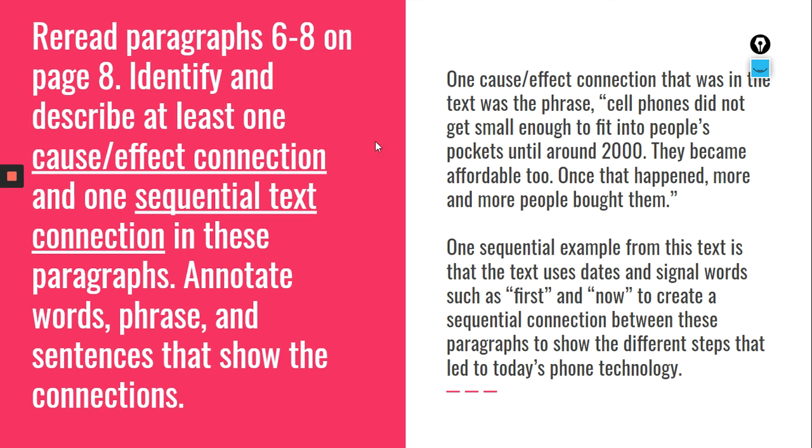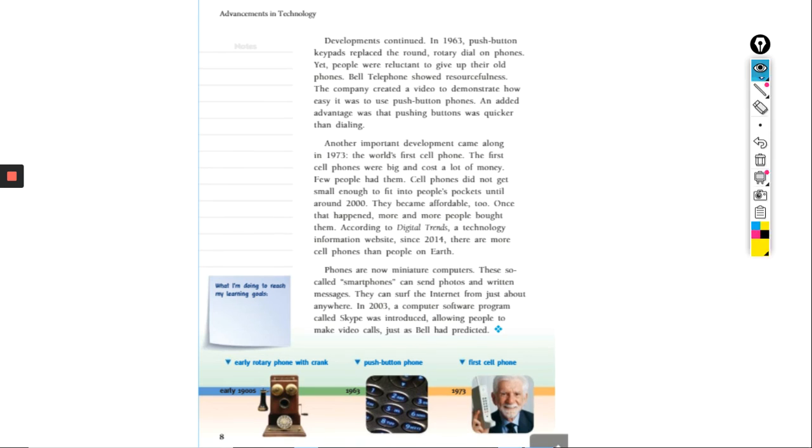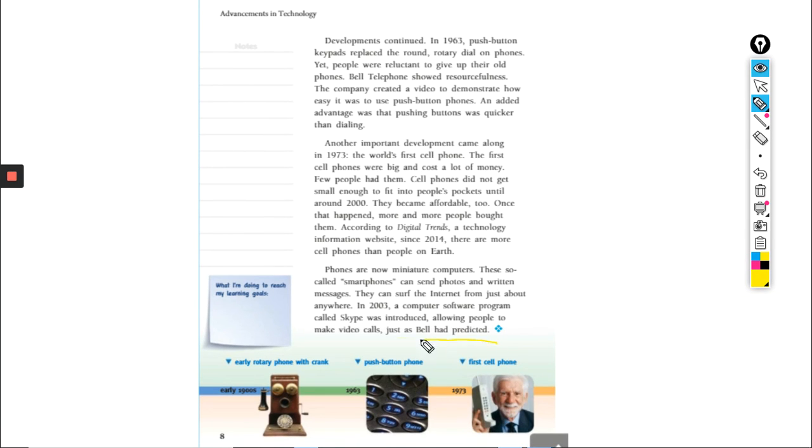Now, we're not done yet. We still have to figure out the sequential text connection. So let's go back and look at that text to find out those sequential text connections. As I was reading this page especially, there's a couple things that you could definitely highlight about sequence. If you take a look especially down here, this is a timeline. A timeline is a tool used to really show that sequence.